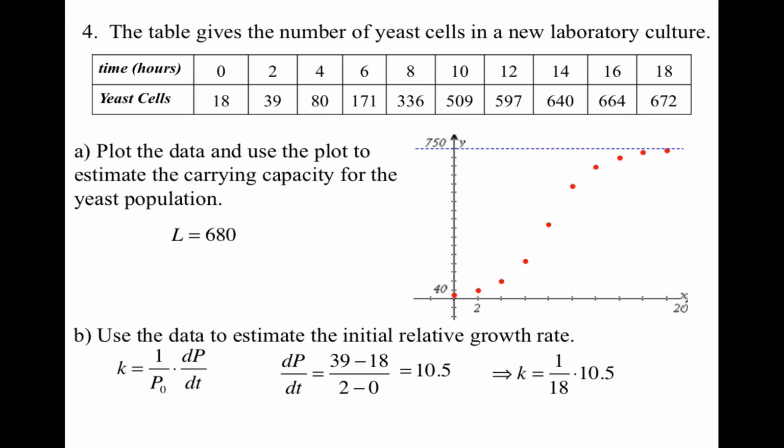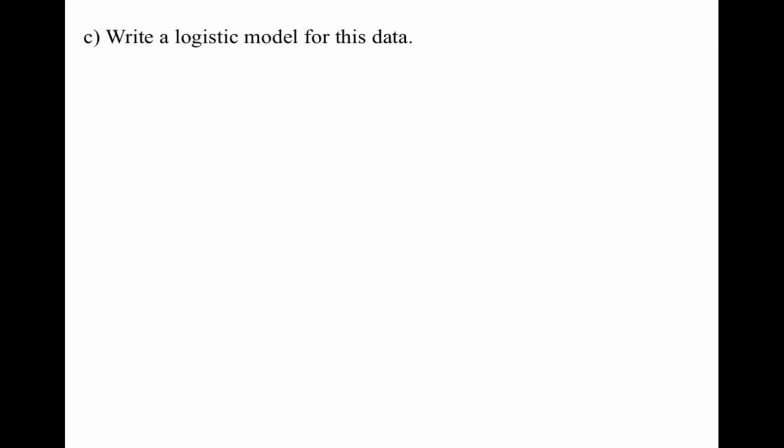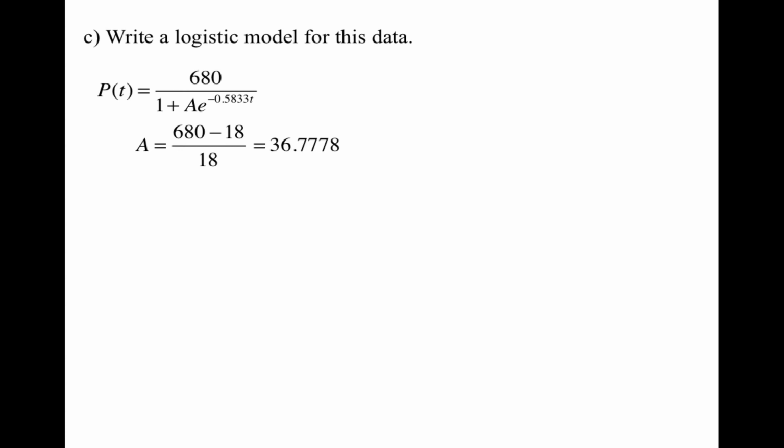And my starting population is 18. So that means my K, or the initial relative growth rate, is 0.5833. Now I'm going to write a logistic model for this data. My carrying capacity is 680. I have my initial relative growth rate. I need to find A, so 680 minus my initial, which was 18, over the initial population, which gives me 36.7778. Make sure you store that in your calculator to get the following logistic model.